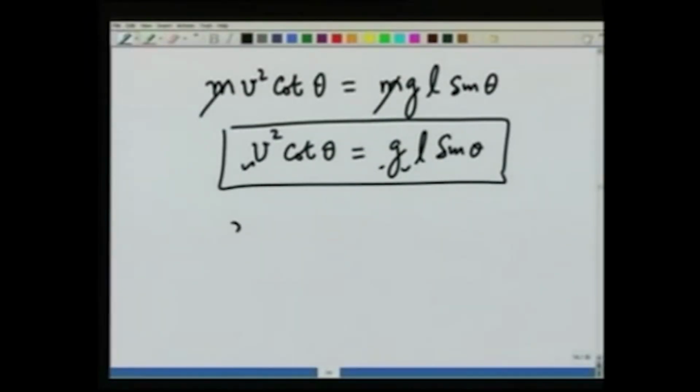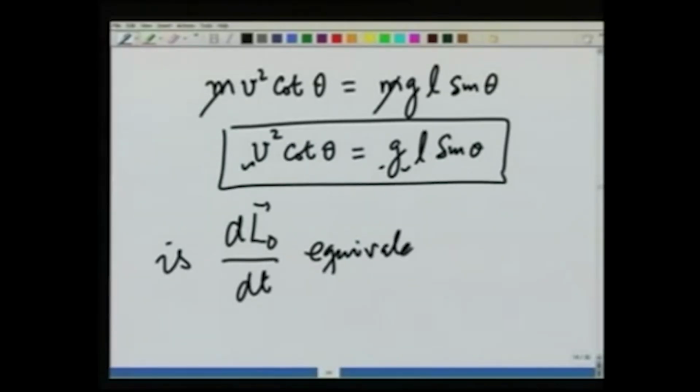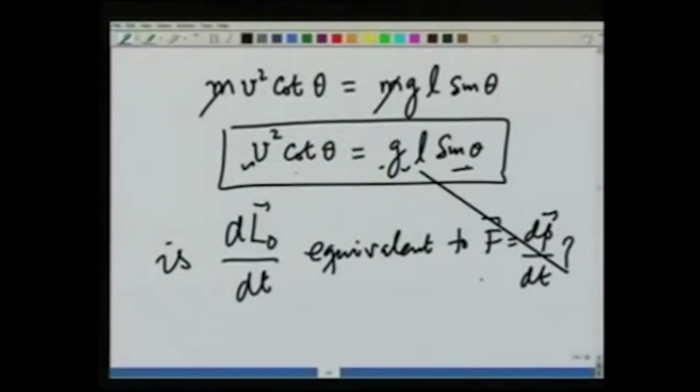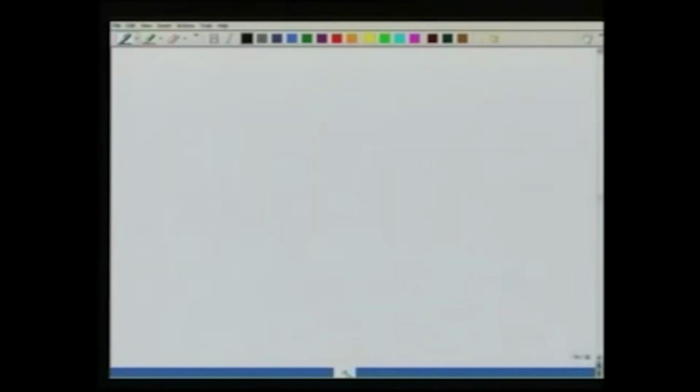So, again I raise the question, is dL_O dt equivalent to F equals dp dt? The answer seems to be no, because the only thing I am getting from here is the angle theta, whereas F equals dp dt also gives me the tension. Let us see that, and then we will understand it better.